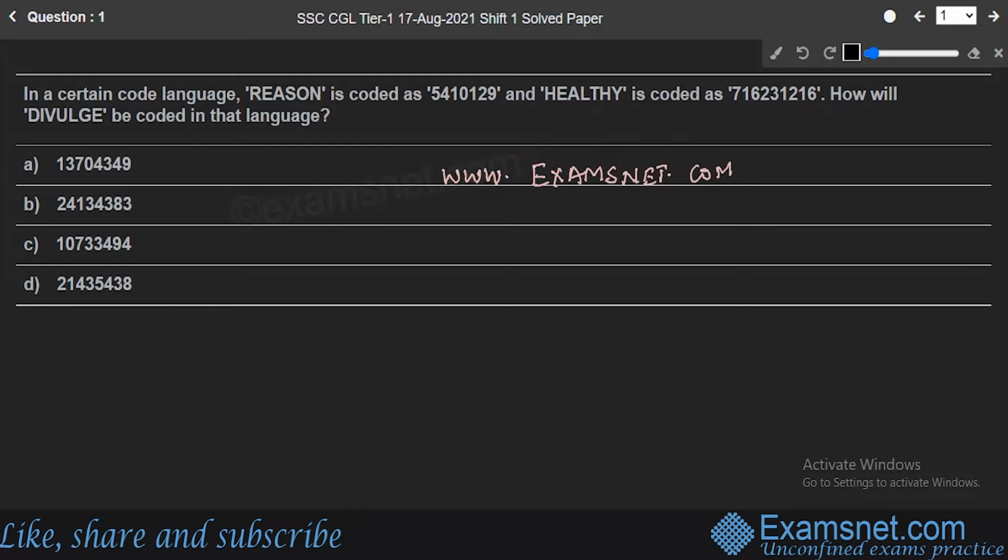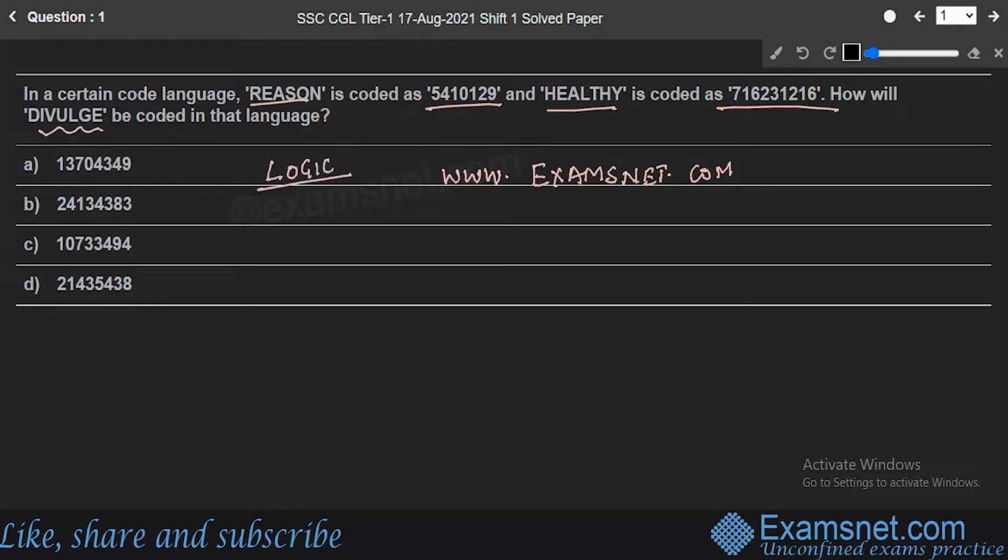All right, then let's start with the very first question of the paper. In a certain code language, reason is coded as this number and healthy is coded as this number. How will divulge be coded in that language? This is a coded language question, and you will have a couple of such questions in your examination. So pay very much attention because you have to find out the logic in this question. If you get the logic, you will be done.